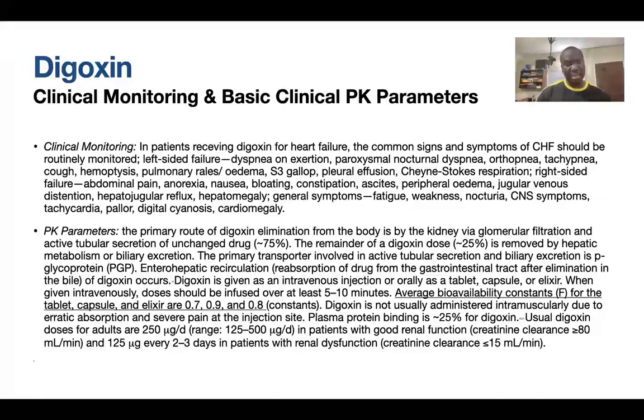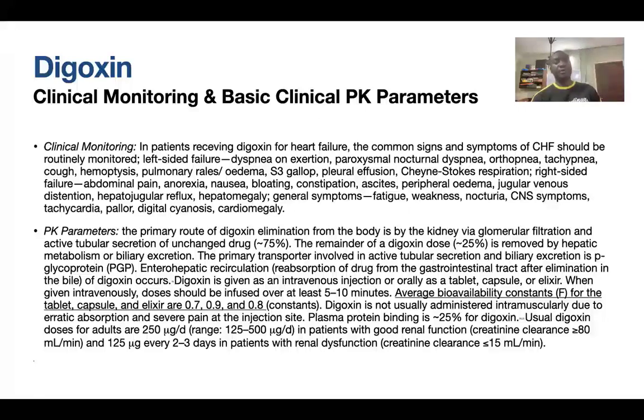For pharmacokinetic parameters that you should also measure clinically, the primary route of digoxin elimination from the body is the kidney via glomerular filtration and active tubular secretion of unchanged drug. That handles about 75% of excretion. So this is very important, and that's why if there's any renal dysfunction, then you should take note of that in your calculation. The remainder of a digoxin dose is removed by hepatic metabolism or biliary excretion.